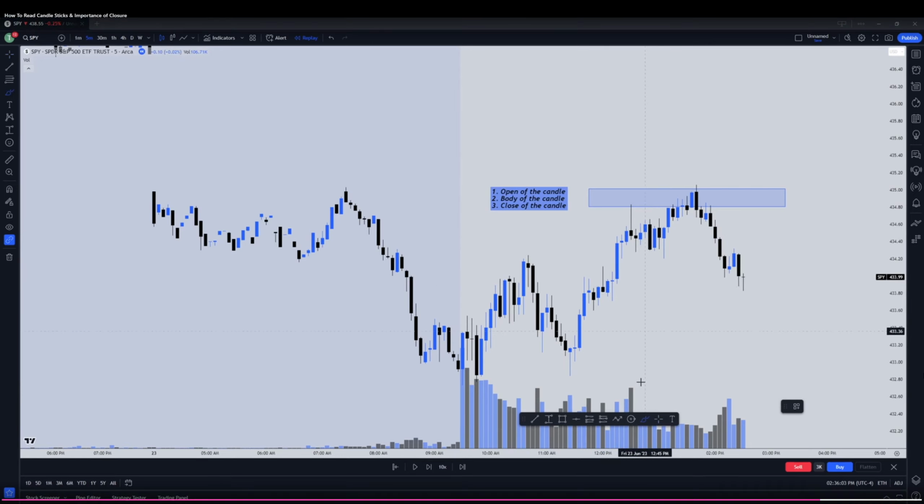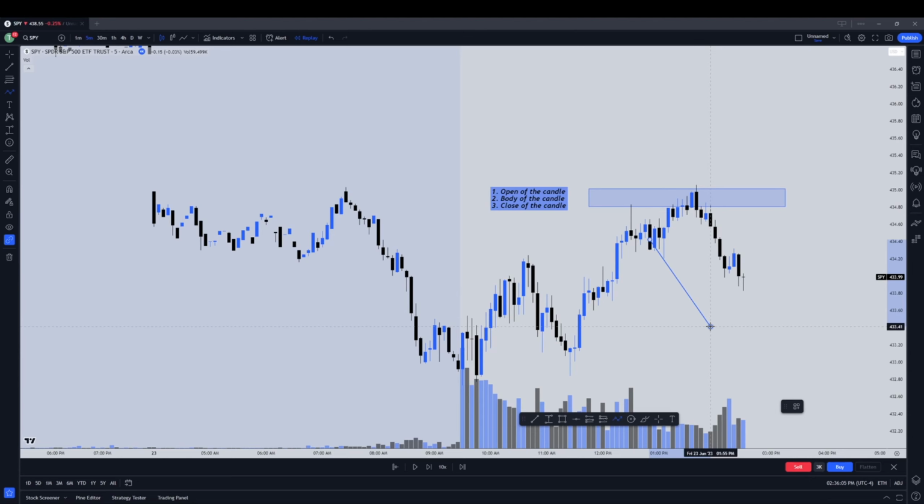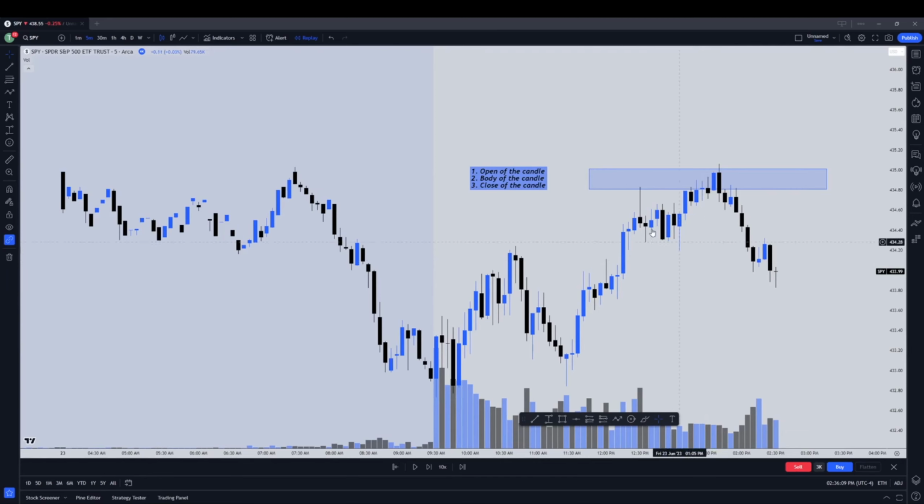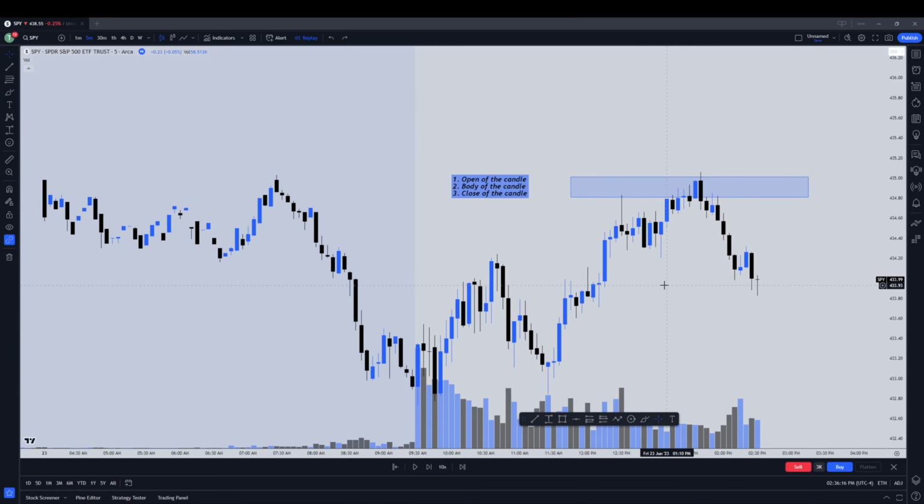What this tells me is that price should be going down very soon. But this is not enough confluence, and this does not tell me that price is going to go down from here. This candle is not enough price action to tell me that I should enter right here. We need more confluence, things of that nature.